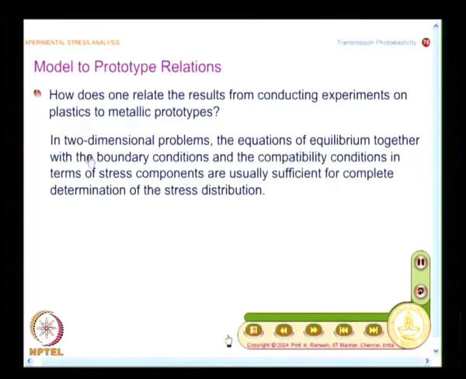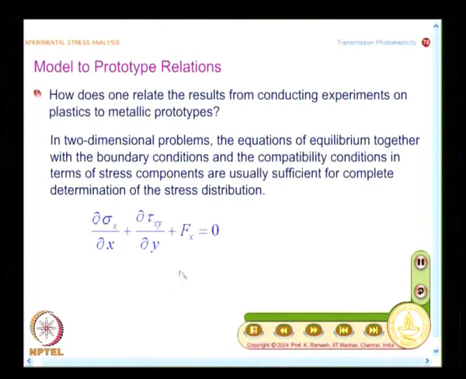So, in 2 dimensional problems, the equations of equilibrium together with the boundary conditions and the compatibility conditions in terms of stress components. You must have seen compatibility condition in terms of strain components, we will also spend 2 minutes on that. These equations are usually sufficient for complete determination of stress distribution. So, I need to have the equilibrium conditions, look at the compatibility conditions and satisfy the boundary conditions of the problem.